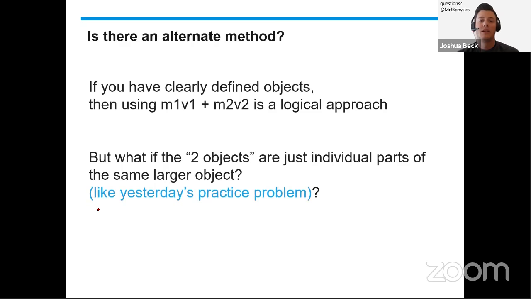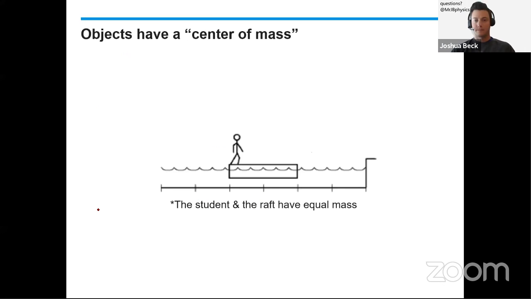So if you have two clearly defined objects, a bullet and a block, et cetera, something like that, two carts, things like that, it's really easy to define M1 and M2 and their individual velocities. So it might be a logical approach to try and use our earlier equation, either conceptually or mathematically. But what if two objects are just individual parts of the same larger object? Like yesterday's practice problem. Yesterday's practice problem had a person walking on a raft. Okay, so what if the two objects are part of the same larger object? It's not so easy to identify the individual parts as they move around, right? They're kind of attached and they're just redistributing.